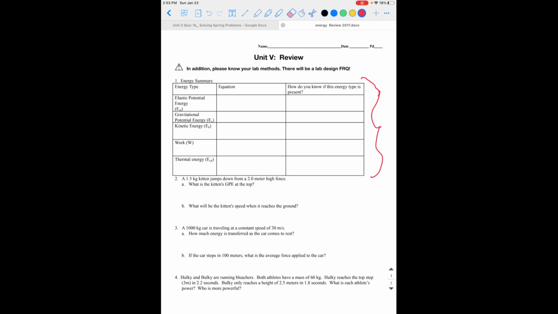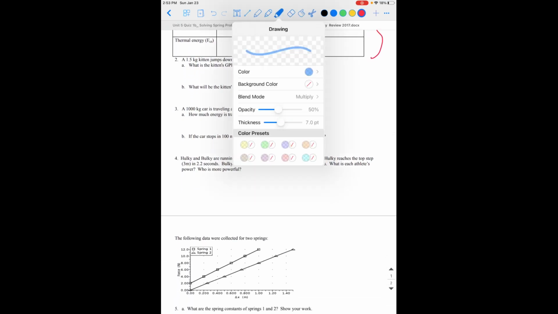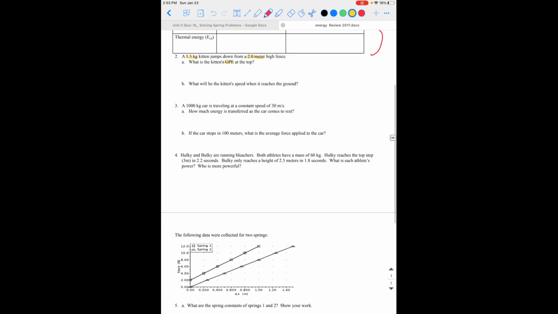What I always encourage my students to do is to underline the important information, or in this case, we will highlight it. I've got a 1.5 kilogram kitten, and it's jumping down from a 2.0 meter high fence, and we are trying to find its GPE, which we know to be gravitational potential energy. So I'm going to write down my knowns, or my givens. I have a mass of 1.5, and I have a height of 2.0, and my unknown is my GPE.